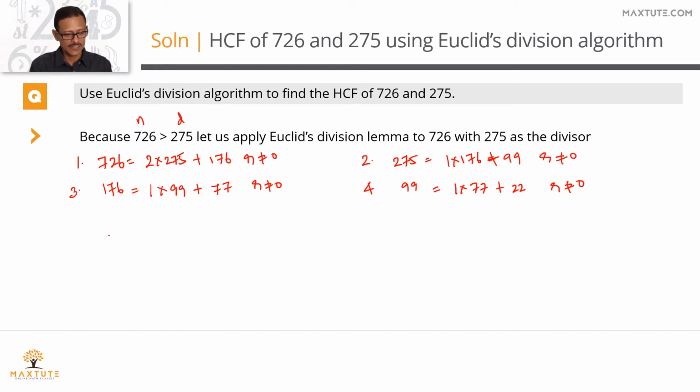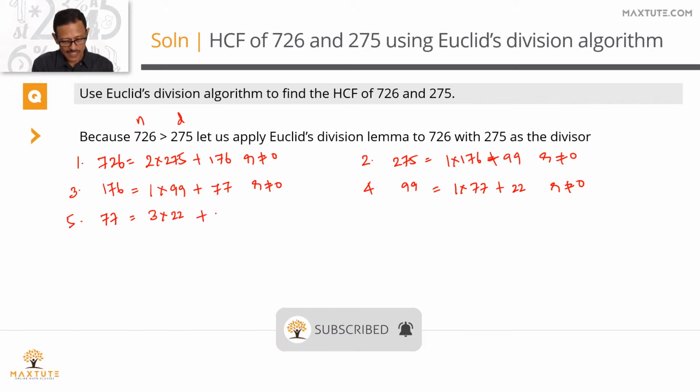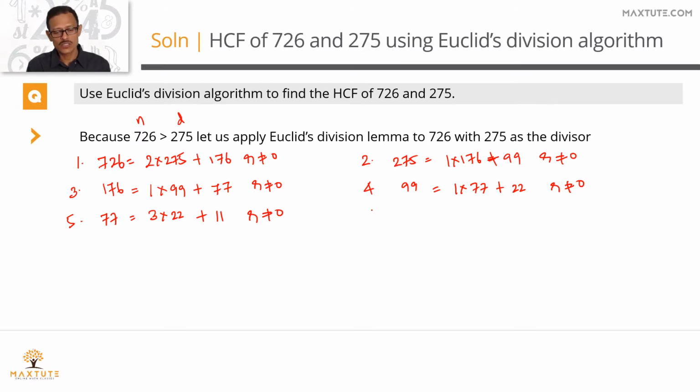Continue with the process. In step 5, the number is going to be 77 for us. The divisor is going to be the remainder of the previous step, which is 22. How many times will 22 go in it? Thrice. So 3 times 22 is what we have. We still have a remainder which is non-zero. The remainder of this step is also not 0. So let's go on to step number 6.